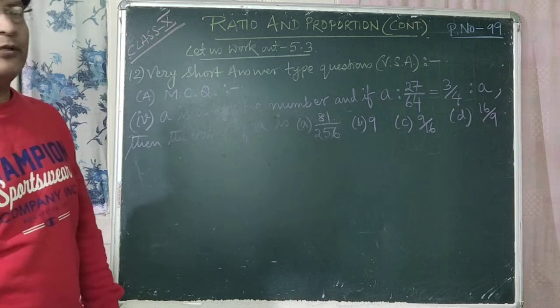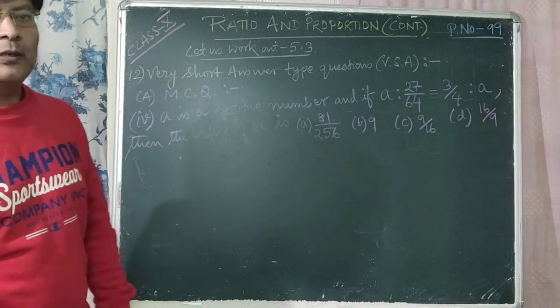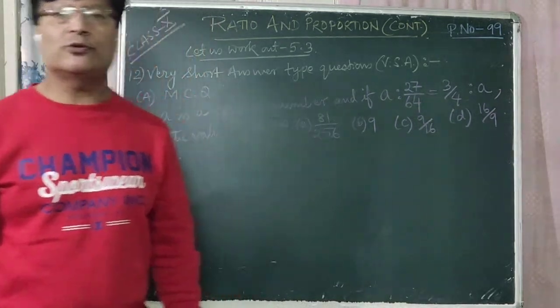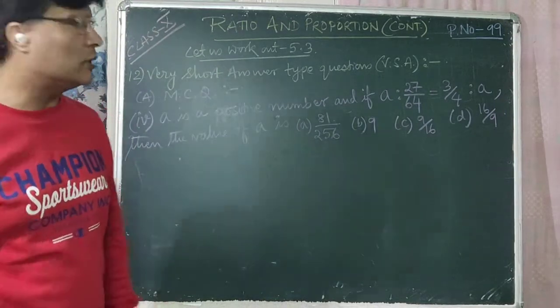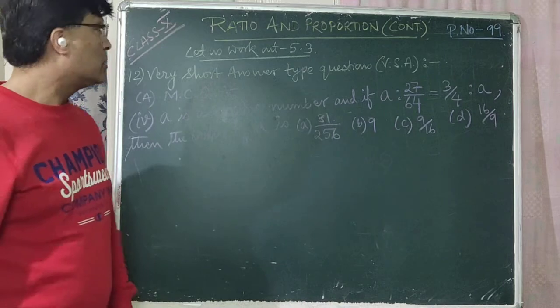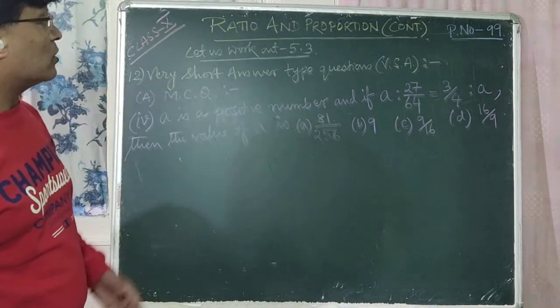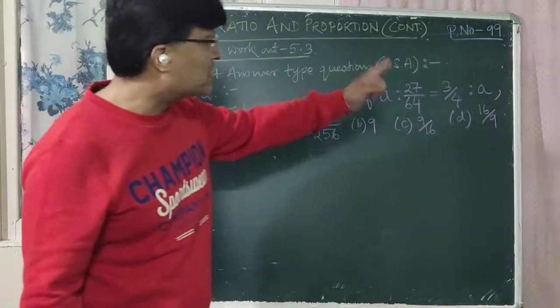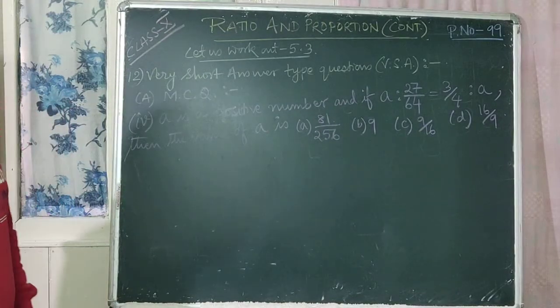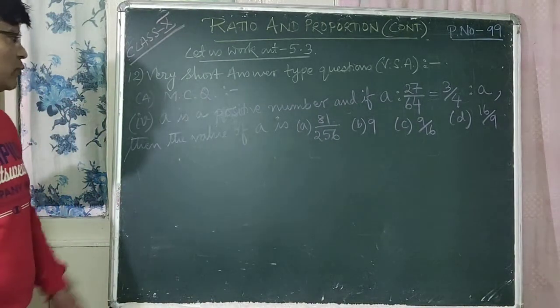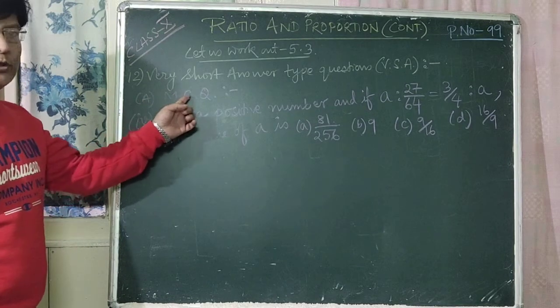The topic is ratio and proportion. In the last online class also we were doing the same topic, ratio and proportion. So this is your continuation class. Same exercise, let us work out 5.3, page number 99. We were doing the very short answer type questions, that is 12A. We are doing question number 8, that is multiple choice questions.